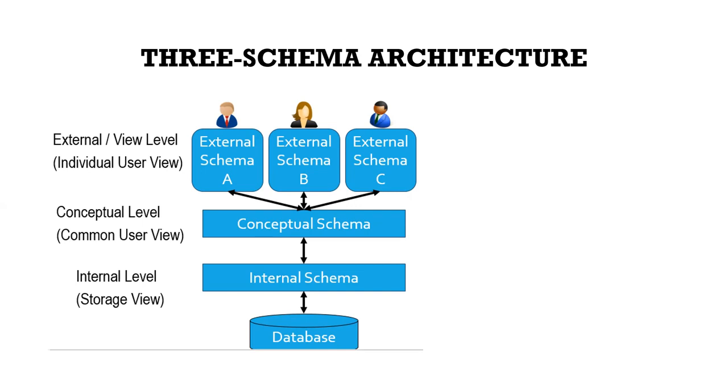So the top layer is the external or view level. It is used by the individual user, the middle layer, the conceptual schema, is used by the common user, and the last layer, the bottom layer, is called the storage view. Now we will see one example to describe this three schema architecture and the relationship between these three layers.